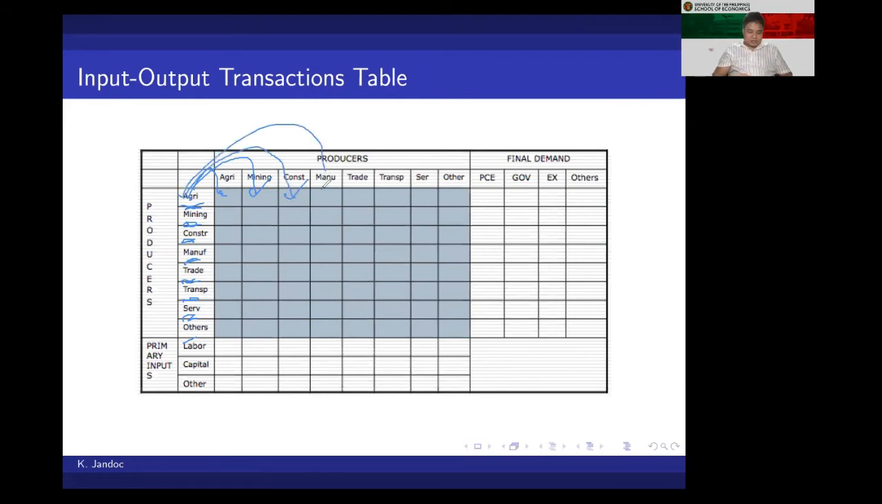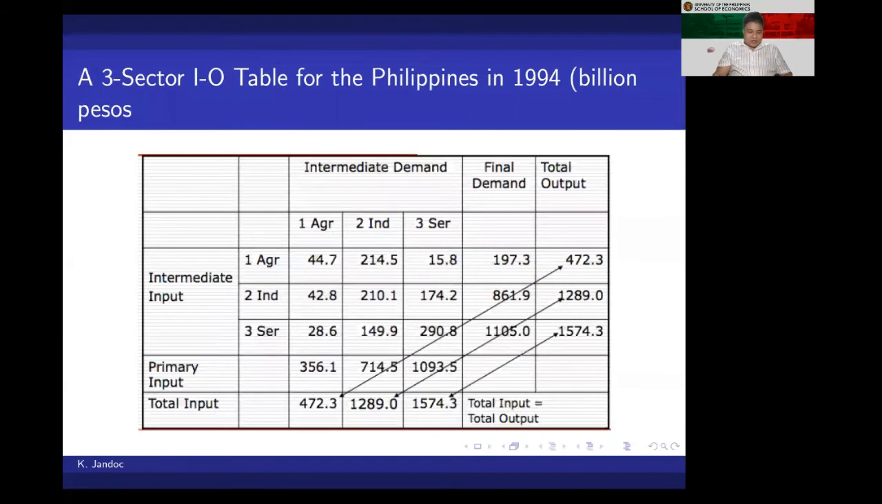So the output can go through these different sectors, or it can go to households. PCE here means personal consumption expenditure. This is household, this is government, okay? And this is the rest of the world through exports and others, okay? So in the next slide, you have an example of a three sector IO table.